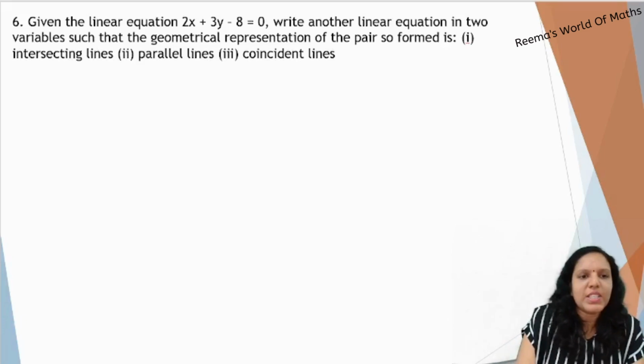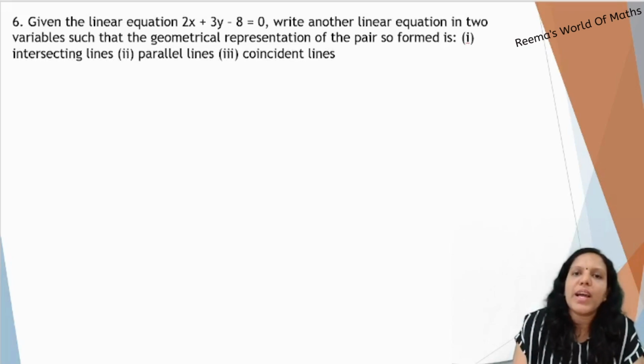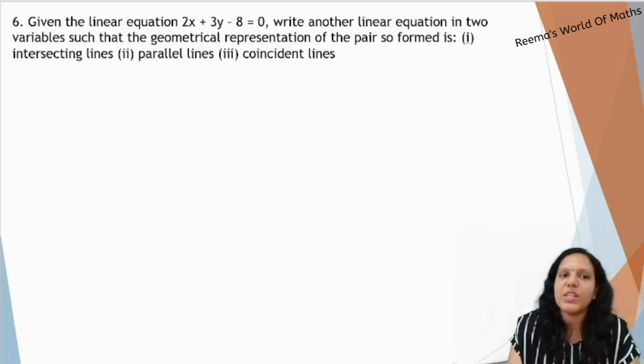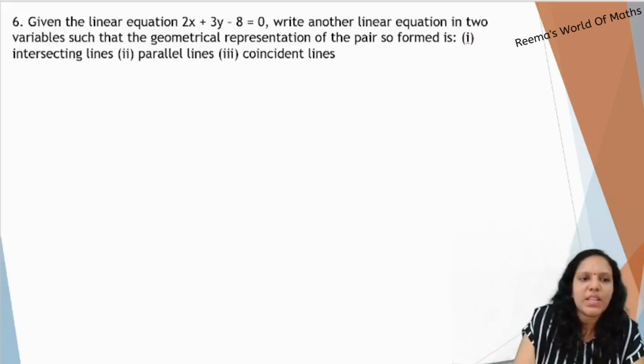For the first equation they have given 2x plus 3y minus 8 equals 0. So we need to find a pair for this equation where it will have intersecting lines. The graph will look like intersecting lines, and it will have parallel lines and coincident lines. So first we will see intersecting lines.